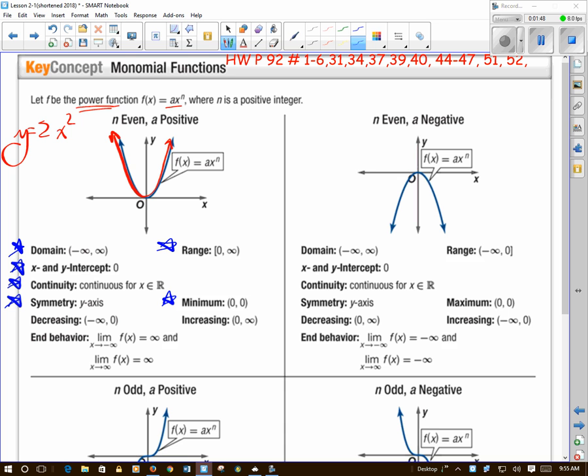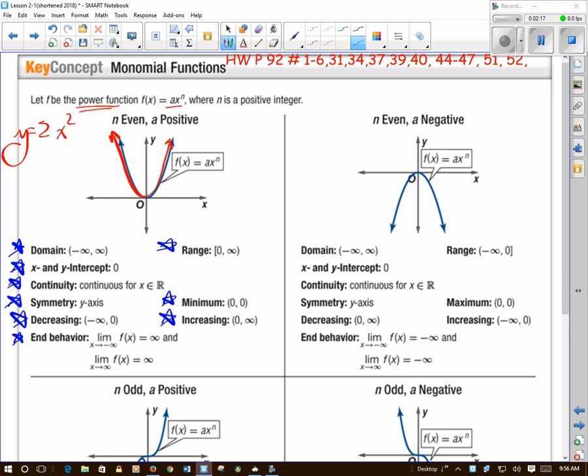It's decreasing from negative infinity to 0, increasing 0 to infinity. And for the end behavior, the limit as x approaches negative infinity of the function is infinity, and the limit as x approaches infinity is also infinity. So all that just from a basic understanding of the shape of this function.